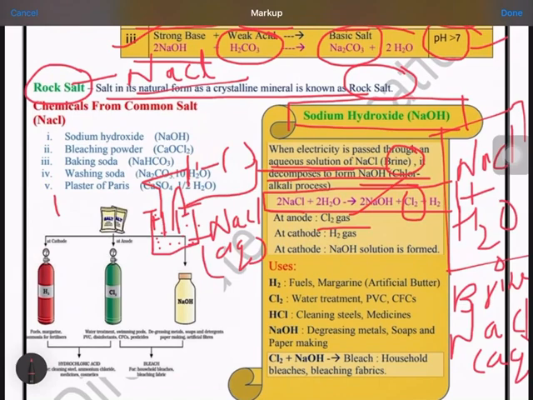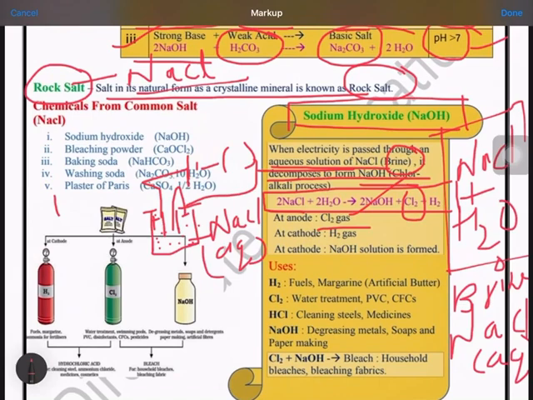Now the different uses of these substances which we get through this chloroalkali process: hydrogen, which you must know as rocket fuel, and margarine, which is artificial butter. Chlorine: water treatment, PVC (polyvinyl chloride) pipes, and CFCs (chlorofluorocarbons). HCl: cleaning steel, medicines. Sodium hydroxide: degreasing metals, soaps, and paper making. You have to remember all these uses, and it is very important because sometimes in the exam the uses of chlorine are asked, sometimes of hydrogen.